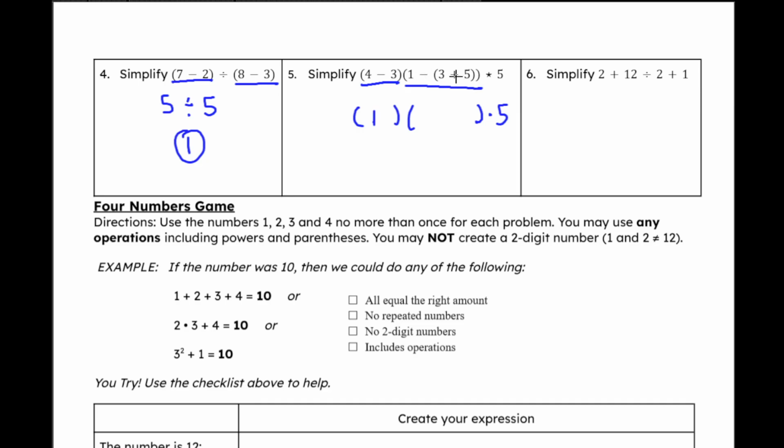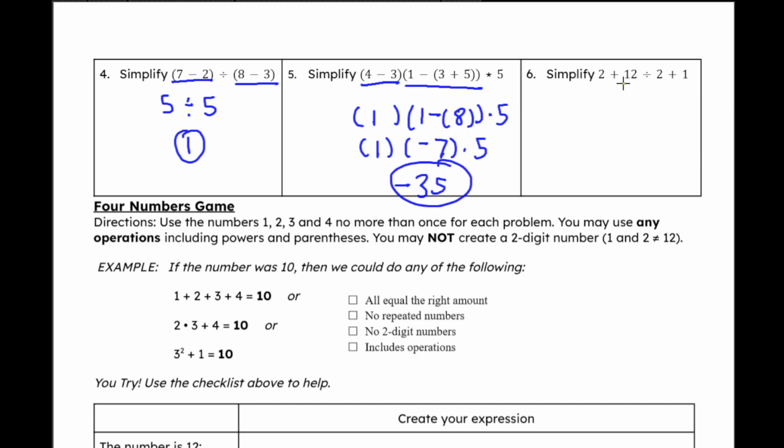Anytime you have a parentheses within a parentheses, you should do the inside parentheses first. So 3 plus 5, that's 8. So if you rewrite this, it's just the 1 in parentheses, and then 1 minus 8. That should give you a negative 7 times 5. Now this is all multiplication now. You just do it left to right. 1 times negative 7 times 5 gives you negative 35. That was a tricky one.